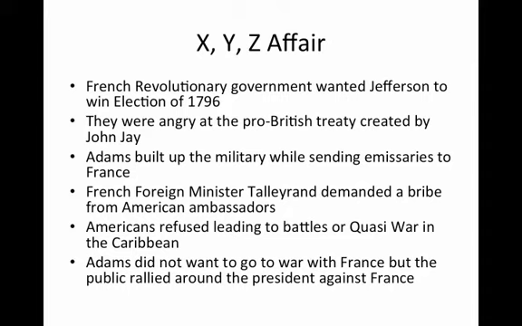Adams built up the military while sending emissaries to France. The French Foreign Minister Talleyrand demanded a bribe from American ambassadors to see him. The Americans were upset at this, and they refused to lead battles in the quasi-war that was taking place in the Caribbean between the French and the British.